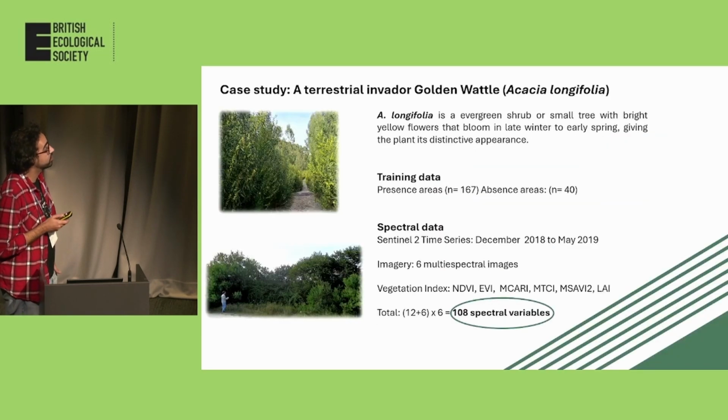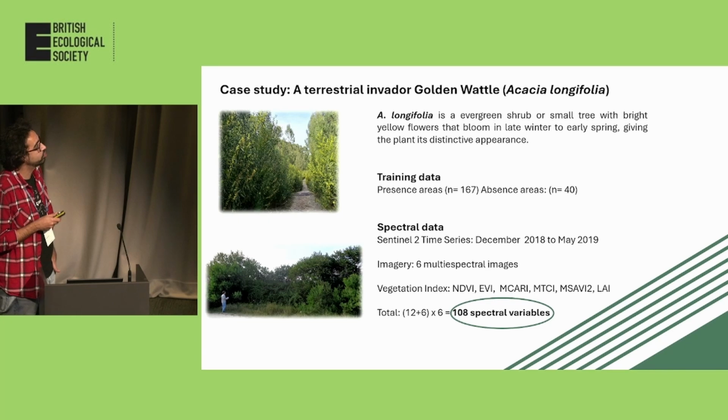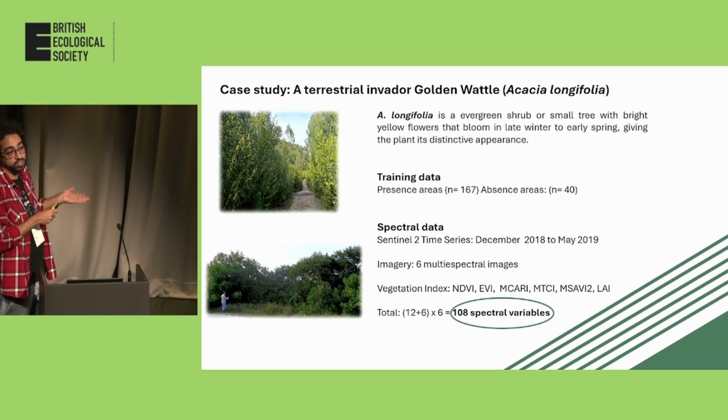So first case, Acacia longifolia is a bush, it has really yellow flowers that are distinctive from all the others, because in the winter it has these flowers, and most of the surrounding native trees don't have flowers in the winter, in Portugal at least. So we collect presence data, also absence data. We collect Sentinel-2 time series, so we look for December to May to catch the flowering period during the winter.